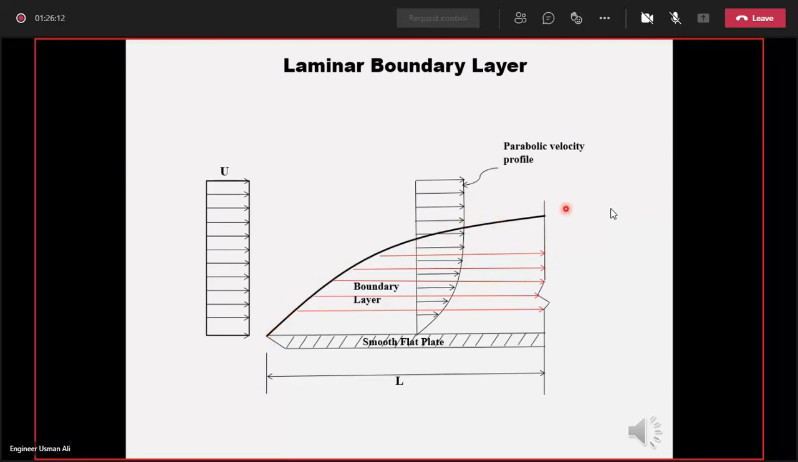This is the laminar boundary layer represented by this black curve. So this is the profile of the boundary layer, and this is the profile of the velocity within the boundary layer and outside it. So profile of the boundary layer and profile of the velocity will be parabolic in case of laminar boundary layer. और ये कब होगी, इसके लिए कुछ conditions हैं.